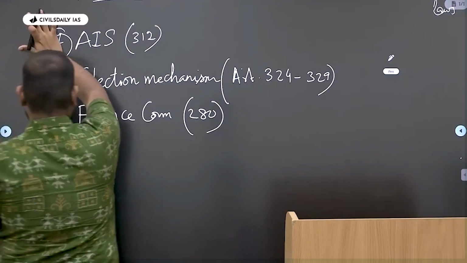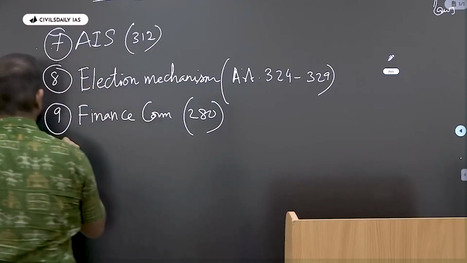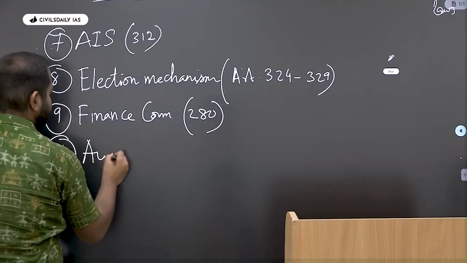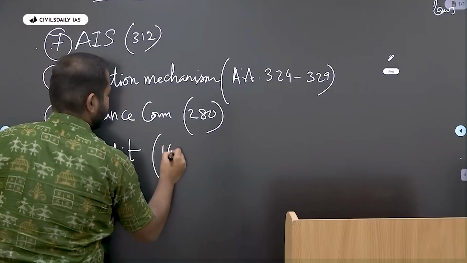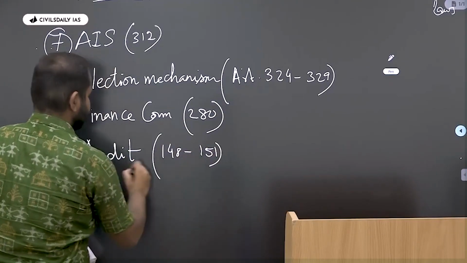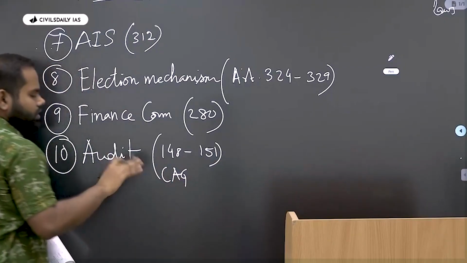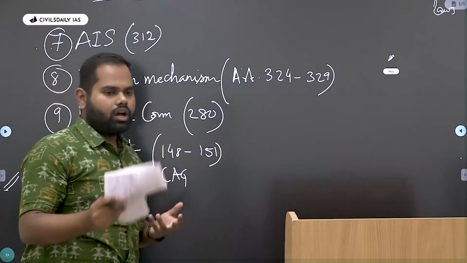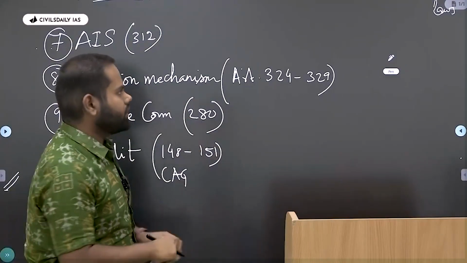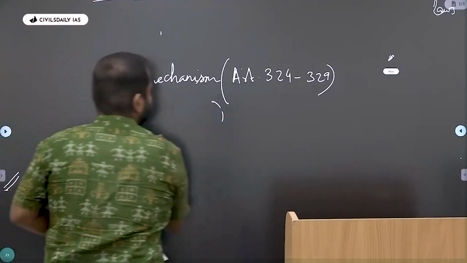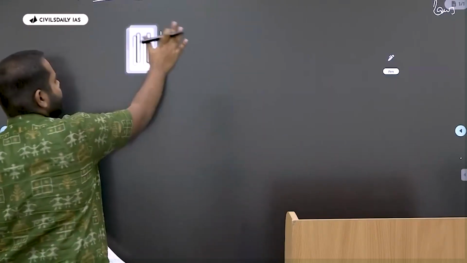Next, did we miss anything? And then I think there's audit. We have 148 to 151. It's the CAG office that is responsible for auditing different power structures right from center to state. So the idea is that when you have 10 points at one go and you are writing any question about that, you analyze through these angles what the ideas these 10 points are trying to achieve, and that's how you can mold your answer as per the demand of the question.